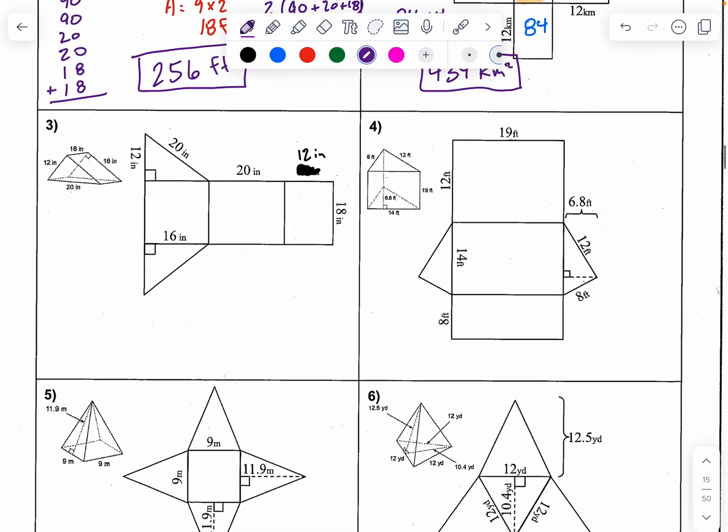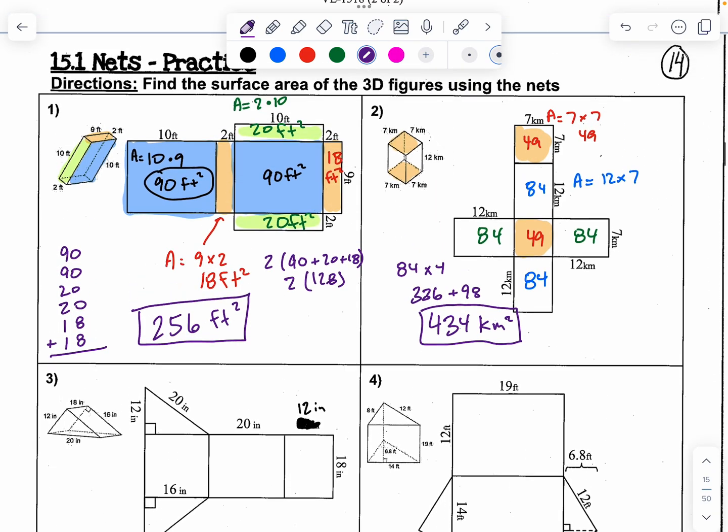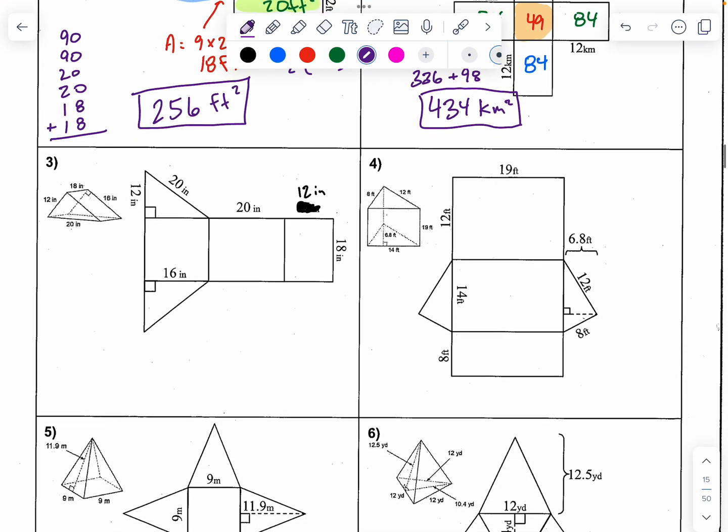Let's move on to the next one. Those first 2 were rectangular prisms. These next 2 are triangular prisms, because they have these triangle bases. So let's go ahead and find the area of these different things. So the area of a triangle is going to be base times height divided by 2.